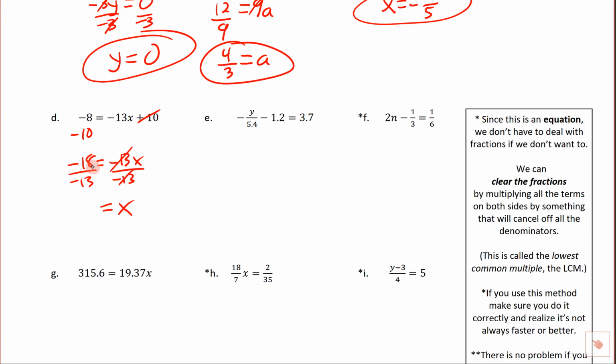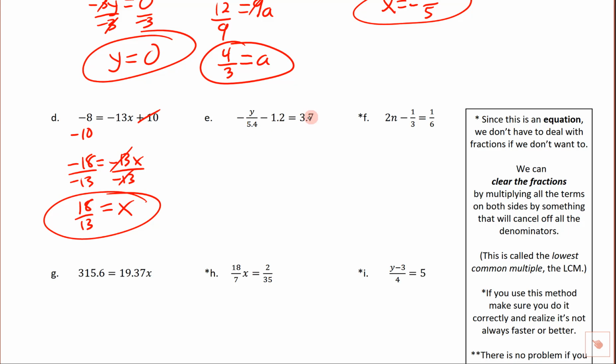Now, the only simplification that can be done on this one is a negative divided by a negative is a positive. So we're going to make this a positive. 18 and 13 don't have anything in common, so the answer on this one is just 18/13. And we just circle that. That's the answer. Again, we wouldn't change it to a decimal because the original problem doesn't have decimals in it. So we'll take a look at this one here.